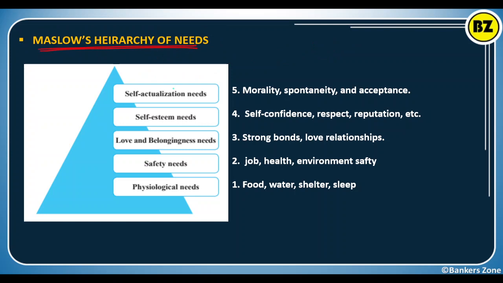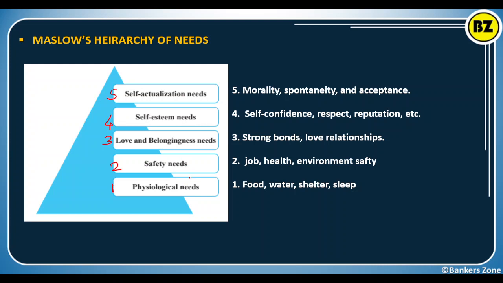According to him, the first is the physiological needs, second is the safety need, third is the love and belonging needs, fourth is the self-esteem need, and fifth is the self-actualization need. You have to remember that, and the order also you have to remember. First physiological, second safety, then love and belonging, then self-esteem and self-actualization.